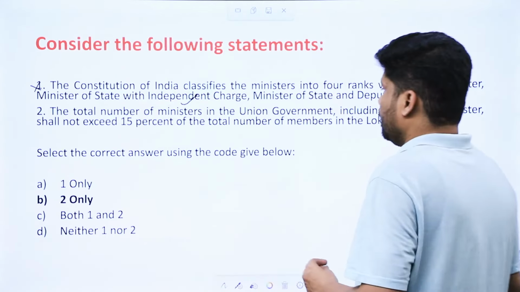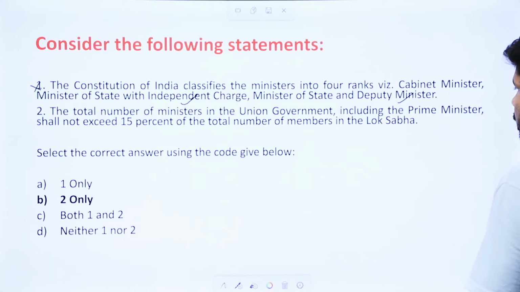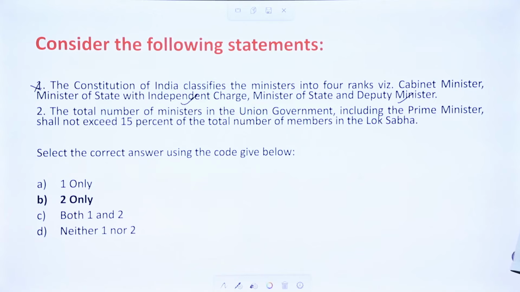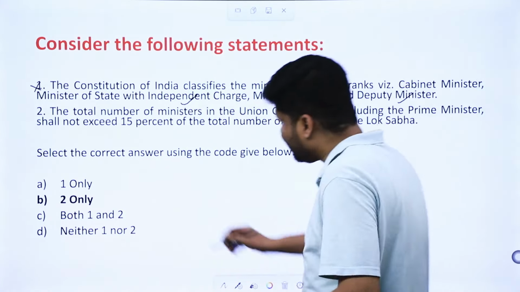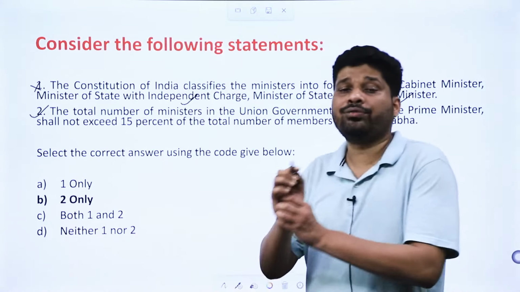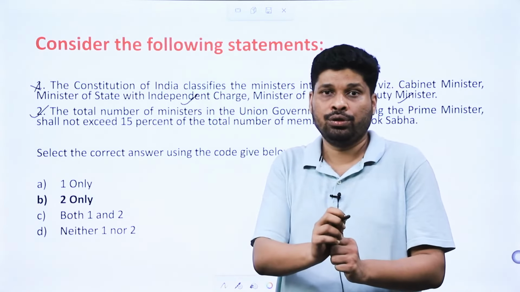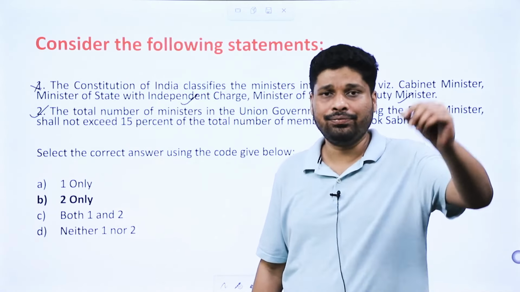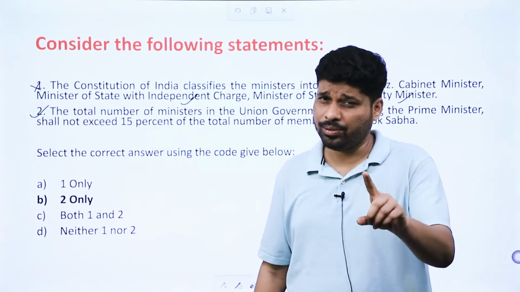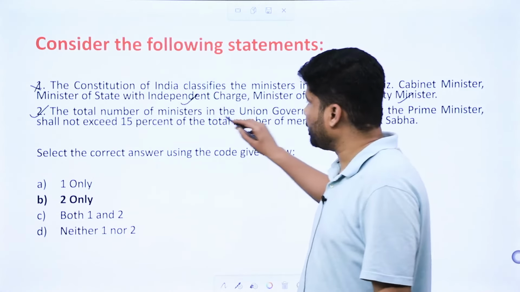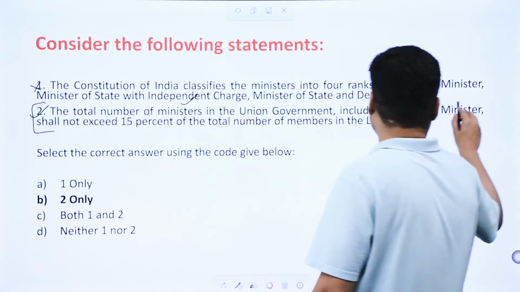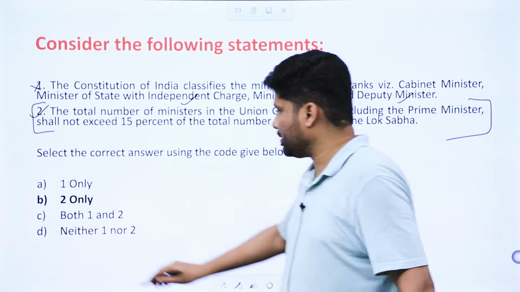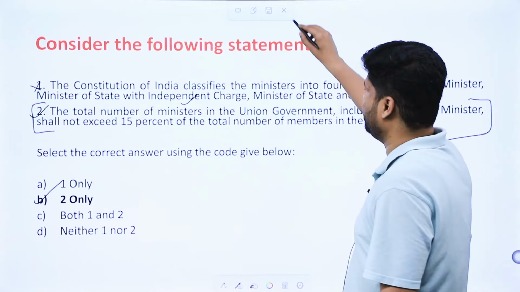Second statement: the total number of ministers in the union government, including the prime minister, shall not exceed 15% of the total number of members of Lok Sabha. This statement is correct, and this provision was added to the Constitution through one of the constitutional amendments. So you have to tell me in the comment section which was the constitutional amendment. Also remember, my dear friends, a question on this particular constitutional amendment has been asked a number of times. So which is the correct answer here? B, only 2.